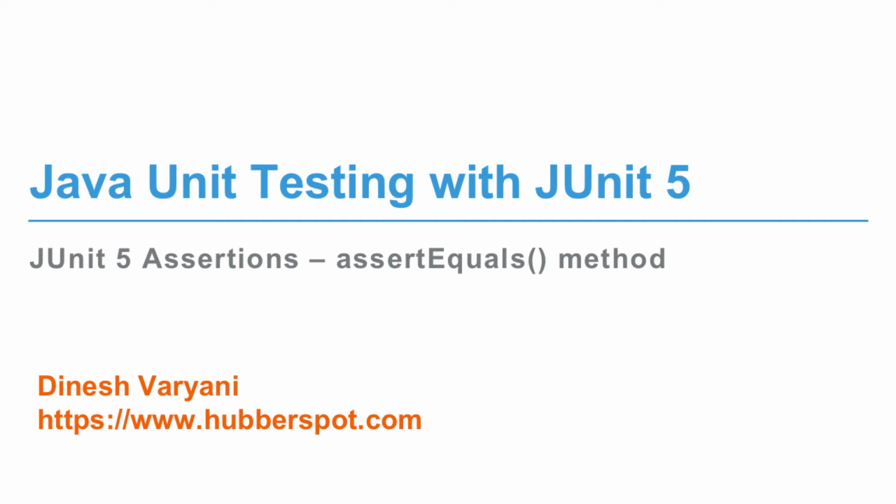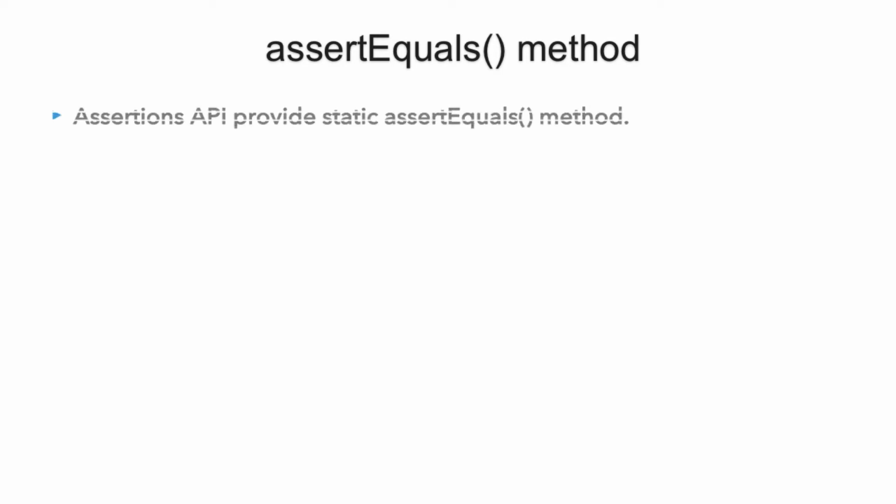Hi everyone. So let's continue to discuss JUnit 5 assertions. In this lecture we will look into the assertEquals method. The Assertions API provides a static assertEquals method. This assertEquals method takes in two values. One is the actual value and the other is the expected value.